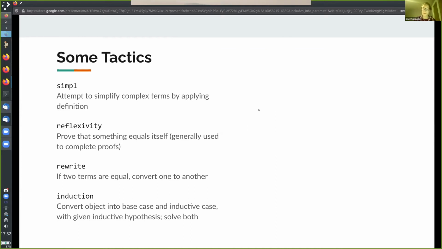Another one is reflexivity, which completes a proof if the left and right-hand side are equal. Another one is rewrite, where if we have some sort of hypothesis, we can rewrite the terms of our goal in terms of our hypothesis. And the last one is going to be a more advanced case where we're going to look at induction. So the simplest theorem that we can do is a specific theorem about some concrete numbers without variables.